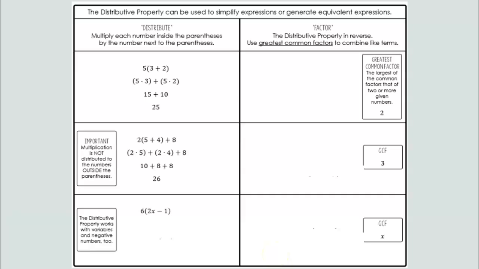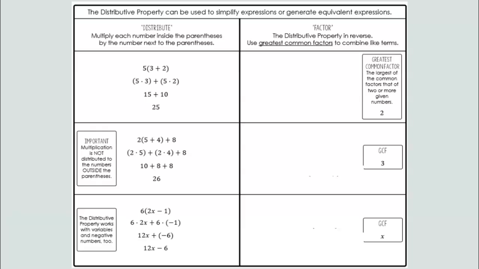We can use variables and negative numbers too. So 6 times 2x minus the 6 times 1. In this case, they rewrote it using addition and kept the negative sign with the negative 1. This will give us 12x plus a negative 6, which is the same as saying 12x minus 6.